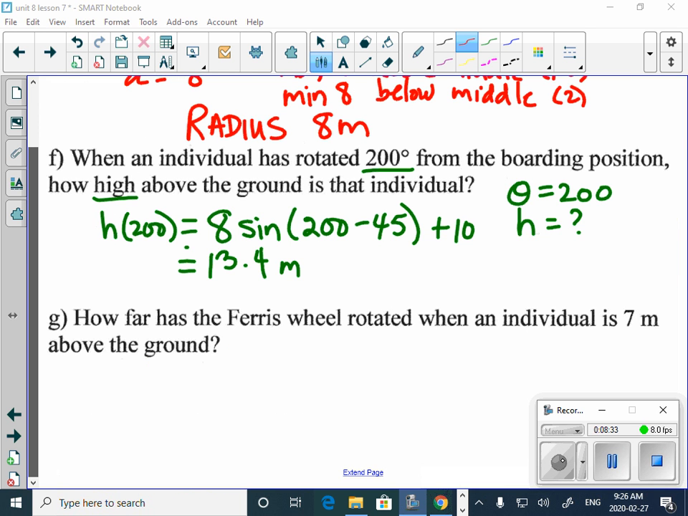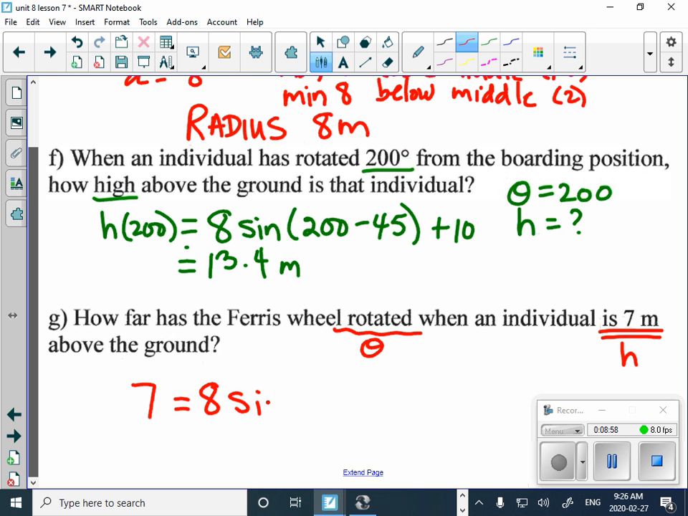The last question asks us, how far has the Ferris wheel rotated when an individual is 7 meters above the ground? So we have been given the height. We are asked to find an angle of rotation. So this is answering a different question. I have been given the height. That's my h value. And I want to solve for theta.